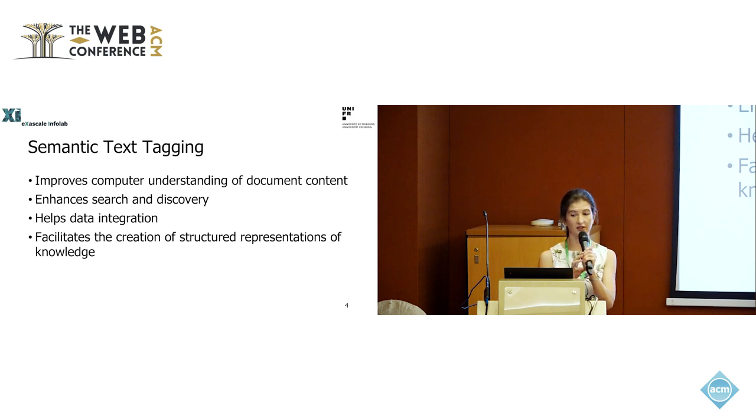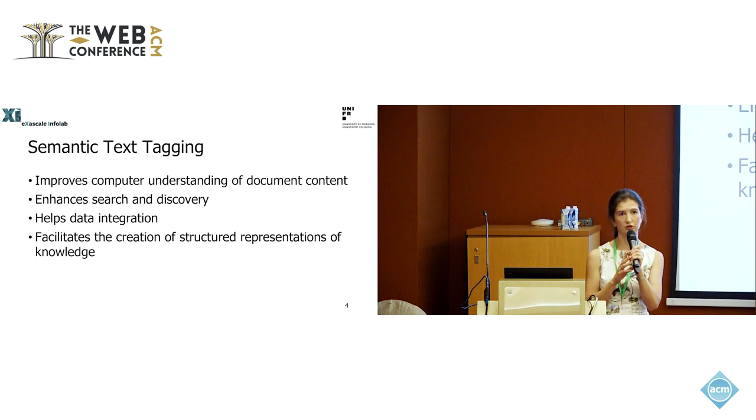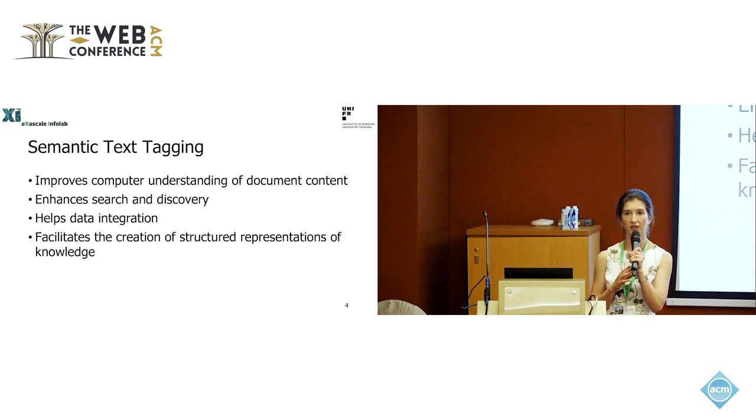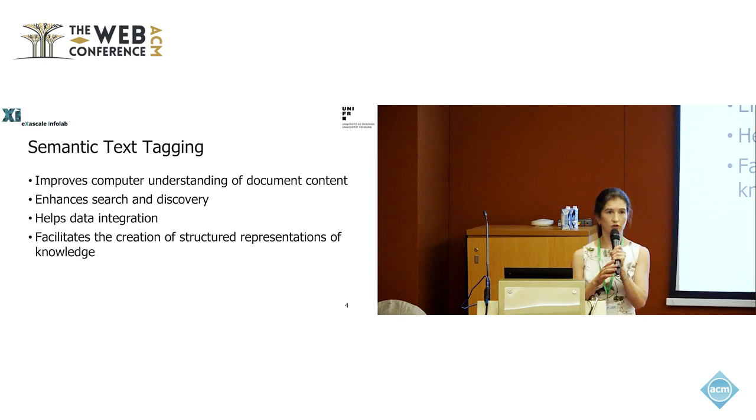improves the computer understanding of document content, which in turn has many benefits for downstream applications. For example, information retrieval: if you search a collection of text which is annotated with semantic tags, you make a step further from the traditional keyword search, and you can search the documents based on their content rather than just specific keywords mentioned in the text. It also helps data integration. When multiple datasets are annotated from the same standardized ontologies or taxonomies of labels, it will be easier to integrate them further. And it also contributes to the creation and enrichment of knowledge graphs.